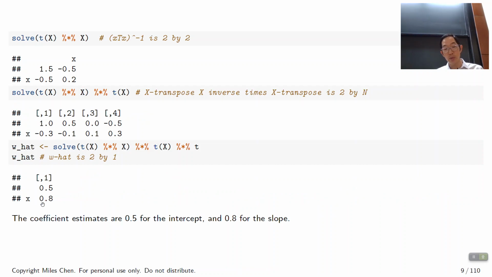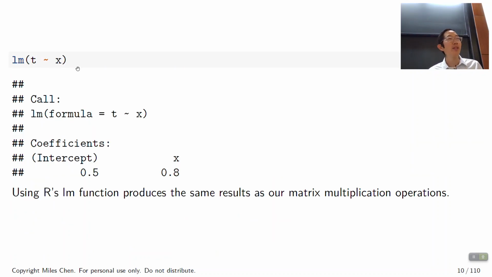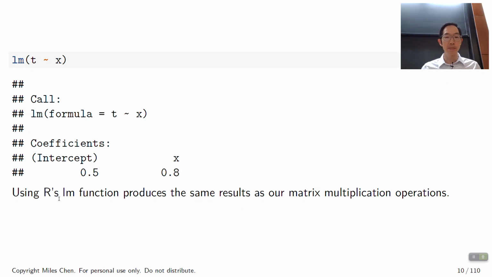So that's what we get. If I were to say, let's just take X and T and do LM, we're familiar with the LM function in R. And indeed, LM gives us the linear model, the intercept and the slope: intercept of 0.5, slope of 0.8, which is exactly what we found by doing the operation X transpose X inverse X transpose T.